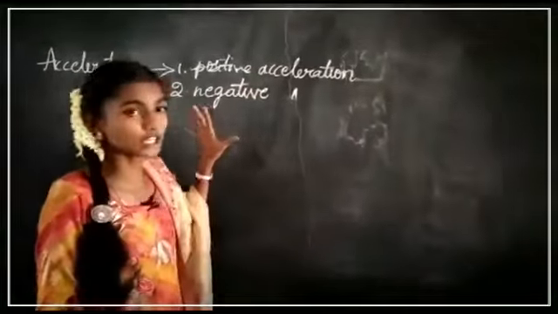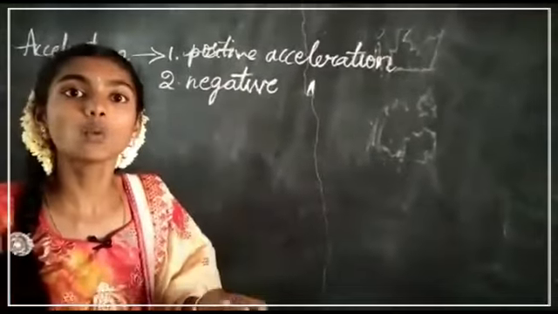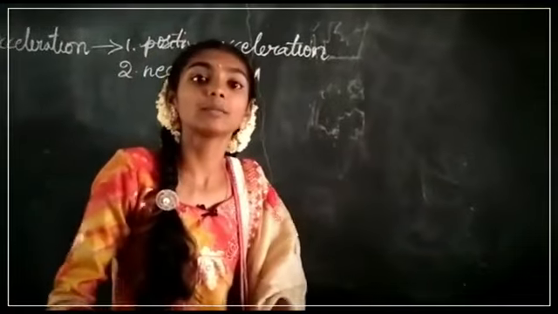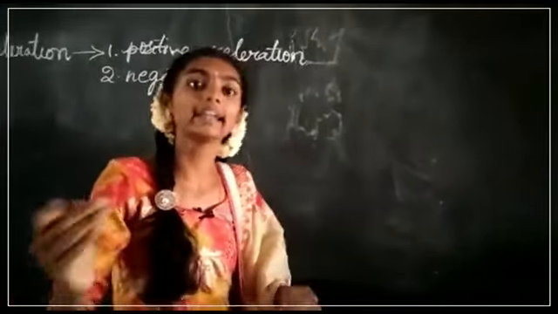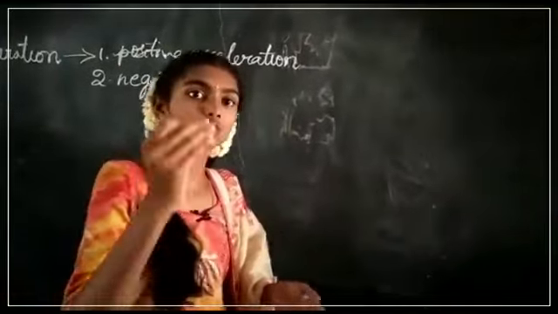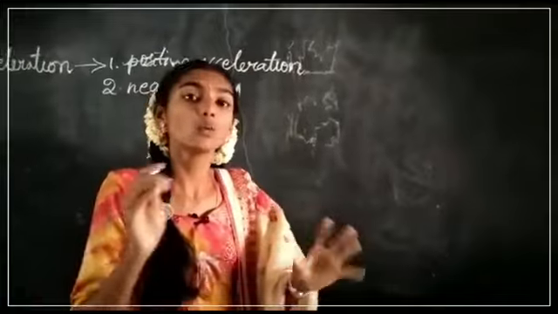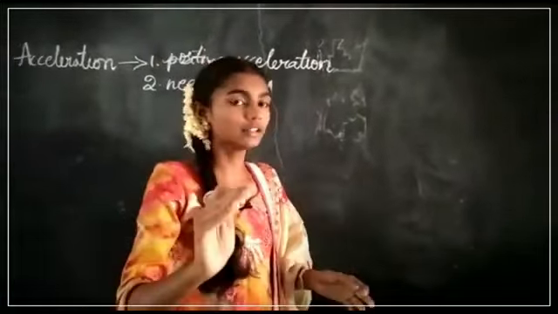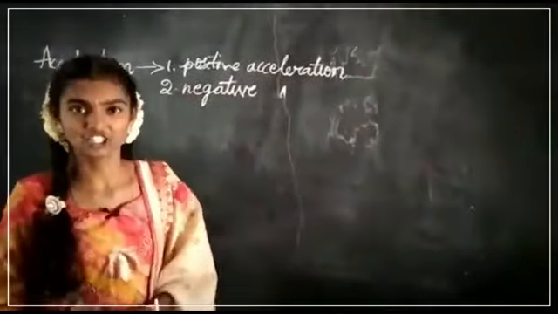Then what is negative acceleration? This is quite opposite to positive acceleration. Here the velocity of the car is steadily decreasing from 30 km per hour to 20 km per hour in 1 second, and then 20 km per hour to 10 km per hour, and so on. So here the velocity of the car is decreasing. When it decreases, we call it negative acceleration.